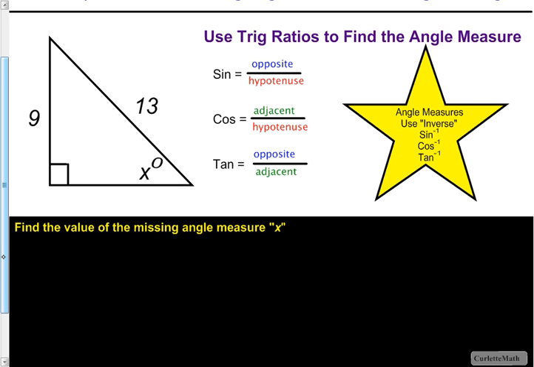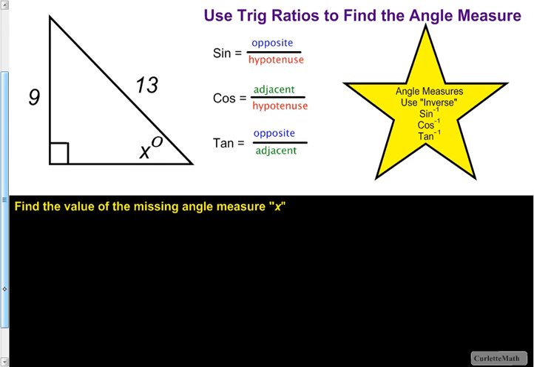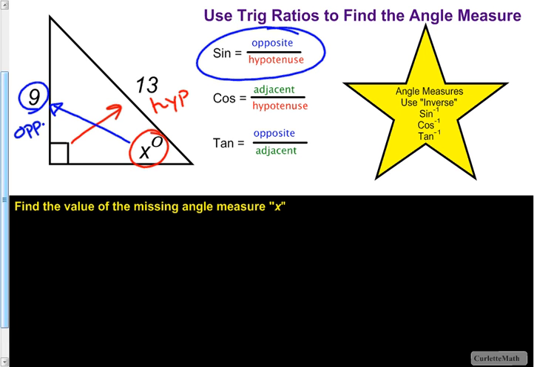All right, now let's check our work on this. From x degrees, our hypotenuse is always across from our right angle, and across the 9 here is opposite of that x, so that's our opposite side length. So opposite and hypotenuse is going to be sine.